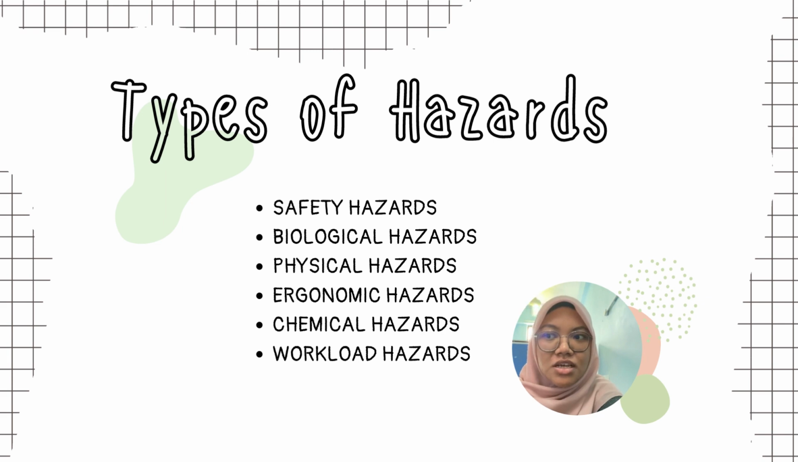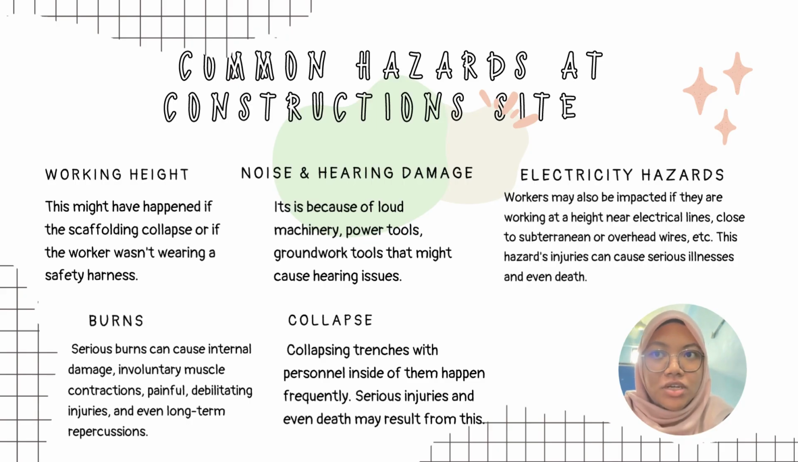The fourth one is ergonomic hazard, where employees conduct manual tasks and heavy lifting, but may run the risk of injury. The fifth one is chemical hazard, which is most likely to impact those who are cleaning the facilities. It can give skin irritation and breathing difficulties. And the last one is workload hazard, where workers are exposed to hazards if the scaffolding collapsed or if the worker wasn't wearing a safety harness.